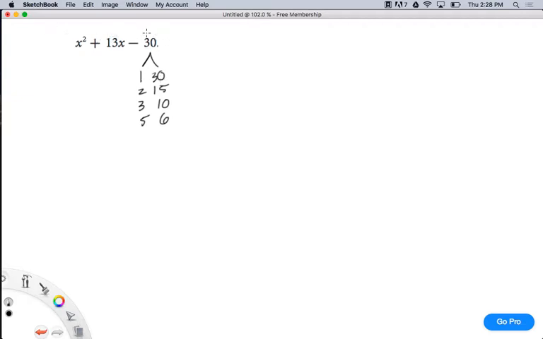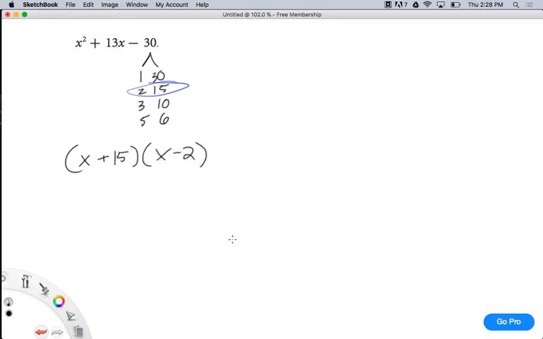But this is minus, so I'm not looking for what combines or adds to 13. I'm looking for the difference that is 13. And the ones that are different by 13 are 2 and 15. This is positive, so I know the bigger one is positive. x plus 15 times x minus 2.